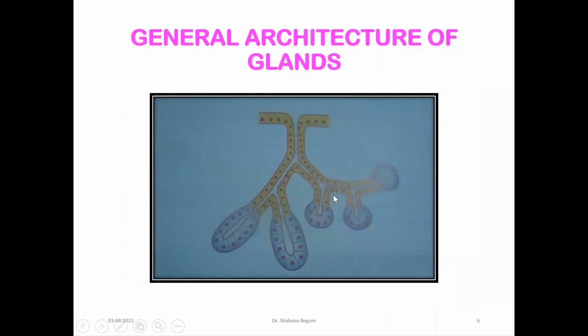This is the general architecture of a gland. You can see this brown portion. This is the duct portion. Over here, the ducts have undergone branching. And this blue color portion is the secretory end piece, which will give rise to the different secretions.